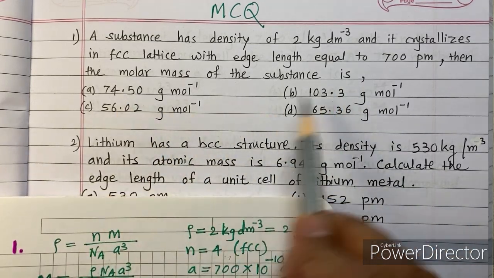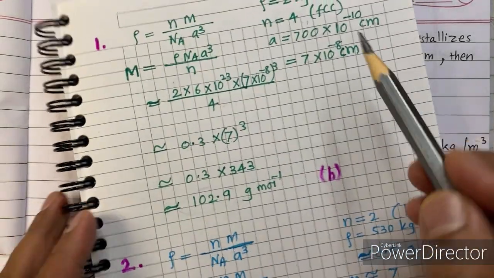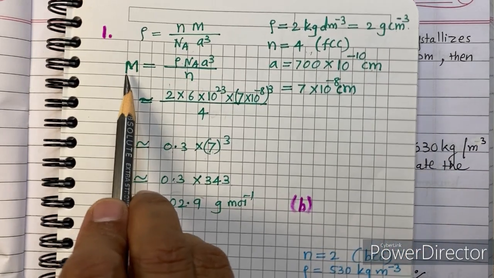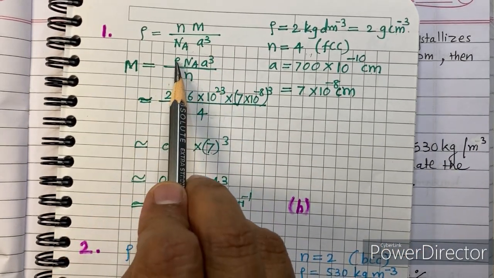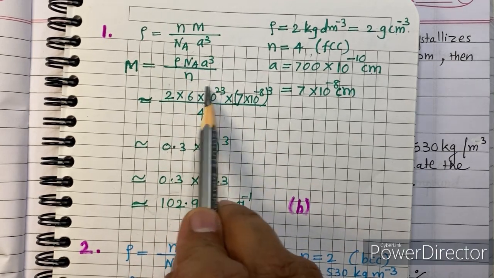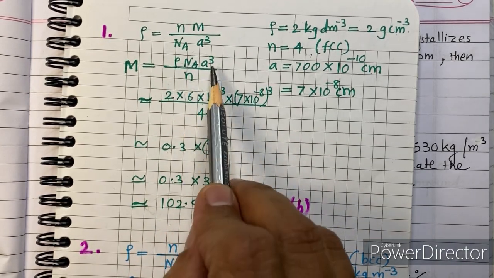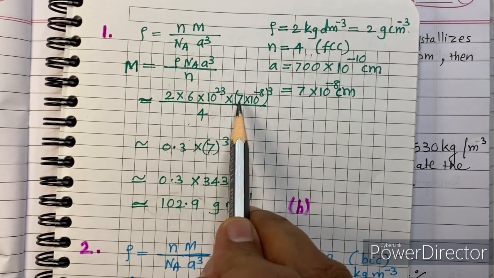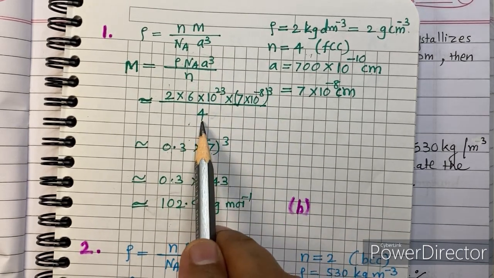Okay, first see the options. Now for calculation, you know this formula. We want to determine the molar mass. Therefore, M is equal to this, density, this, Avogadro's number, take approximately 6. Find out the approximate answer. Now, edge length, this one, and N is equal to 4.